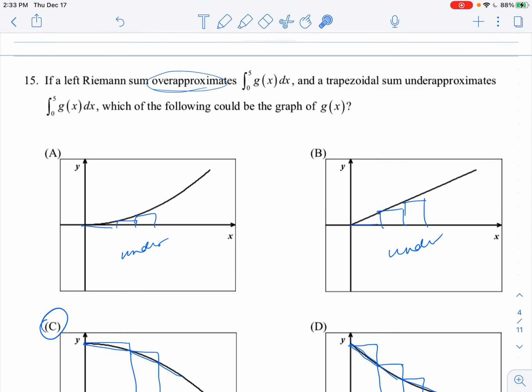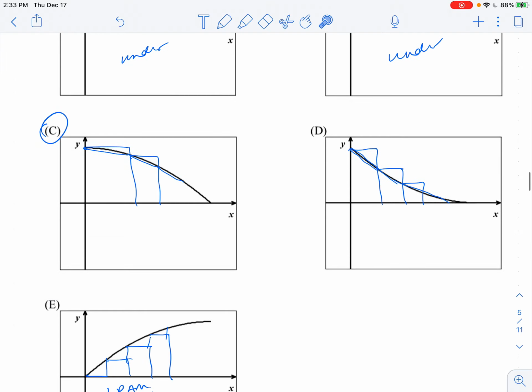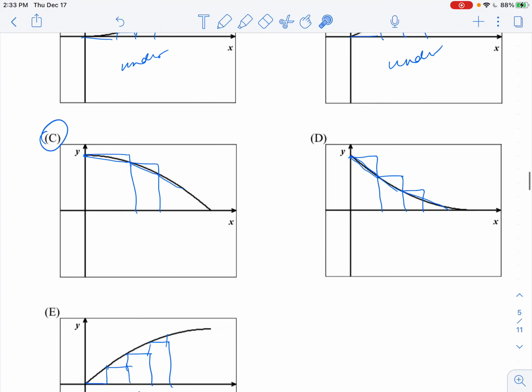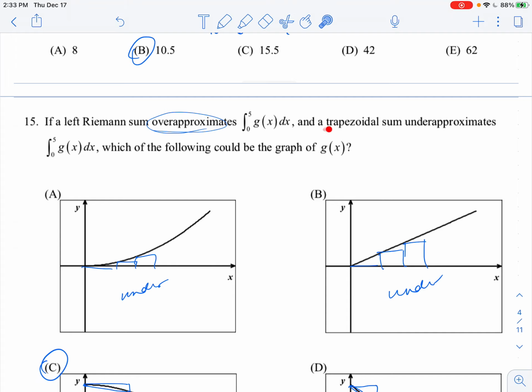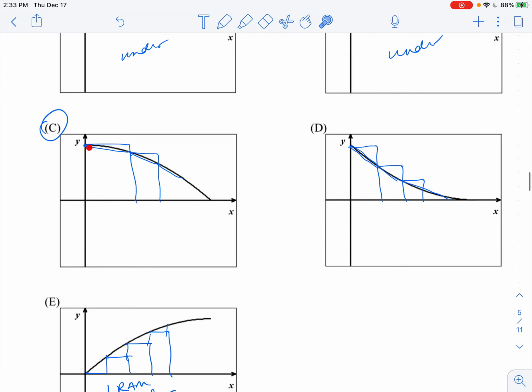And question 15, if a left Riemann sum over approximates the integral from 0 to 5 of g of x dx, and a trapezoidal under approximates the integral, which of the following could be the graph? Okay, so we want a left Riemann to over approximate. We can see on A, that's going to under. So C and D will both give us an over approximate with a left Riemann, and then we want a trapezoidal under approximate. So which of these is going to under approximate? And we can see that that's C. It looks like D would probably be very close to the actual amount.